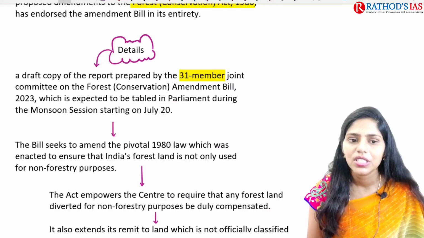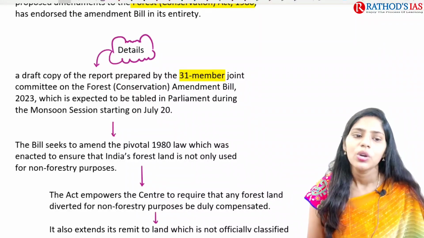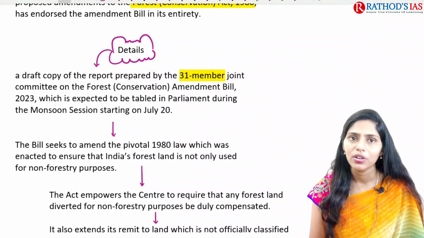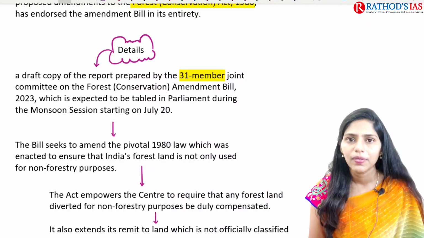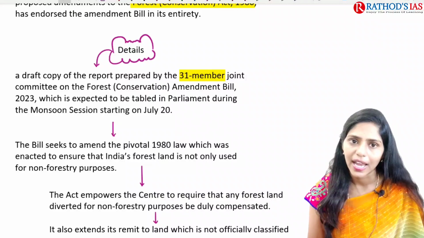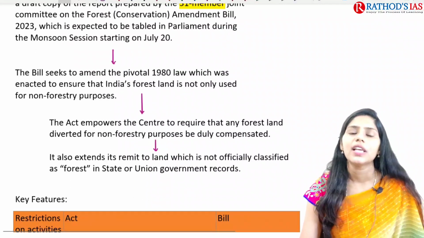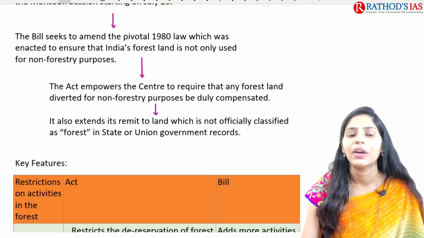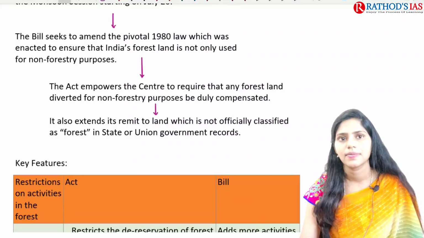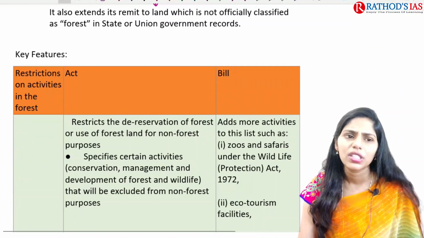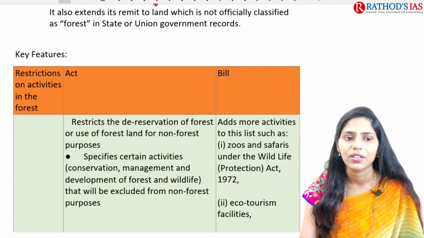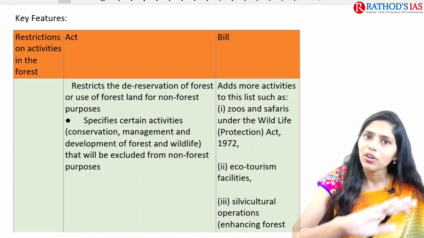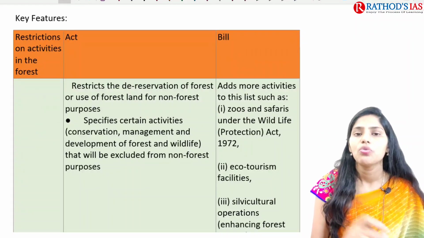Next, this bill seeks to amend the pivotal 1980 law, which was enacted to ensure India's forest land is not used for non-forestry purposes. This act gives the power to the central government to require approval for any forest land diverted for non-forestry purposes. Now let us see the key features. Earlier, the Forest Act of 1980 talked about restrictions. Now let us see what changes we are going to see with this amendment.